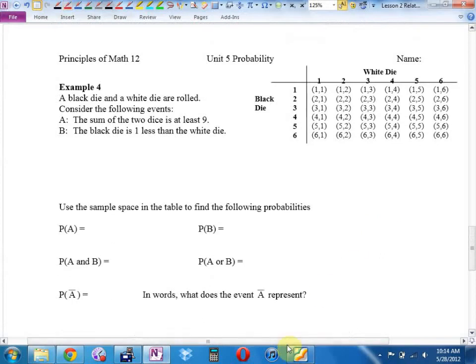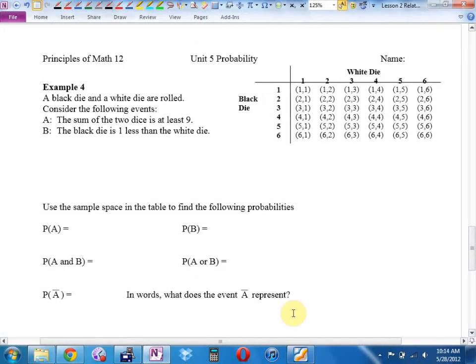Example 4, turn the page. A black die and a white die are rolled. There's 36 possibilities. Katie, if they hadn't given me this table, I would have quickly drawn out this table. Takes about 60 seconds. You write 1 through 6 along the top, 1 through 6 along the rows, and then quickly list them.